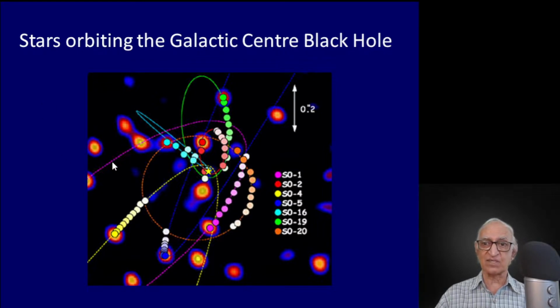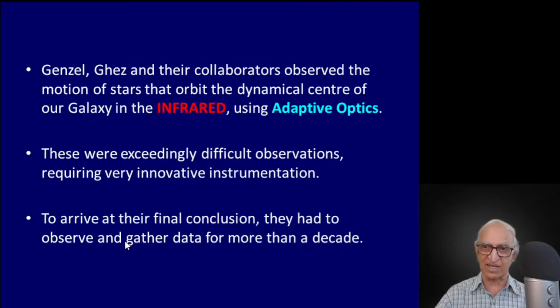These are very remarkable observations of stars orbiting the central black hole. There is the central black hole, that star there, and these are different stars, 1, 2, 3, 4, 5, 6, 7 shown here, orbiting in different directions. These various dots correspond to the position of the stars at various times. From that you can deduce the velocity and indeed the acceleration.